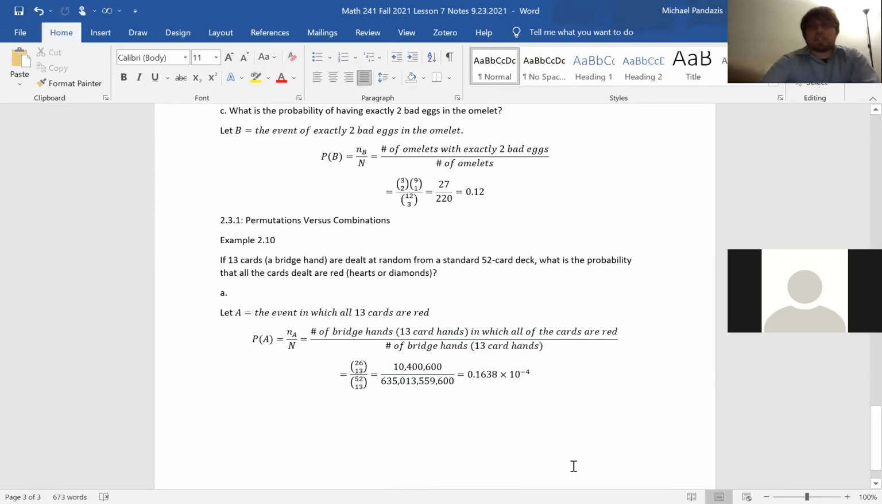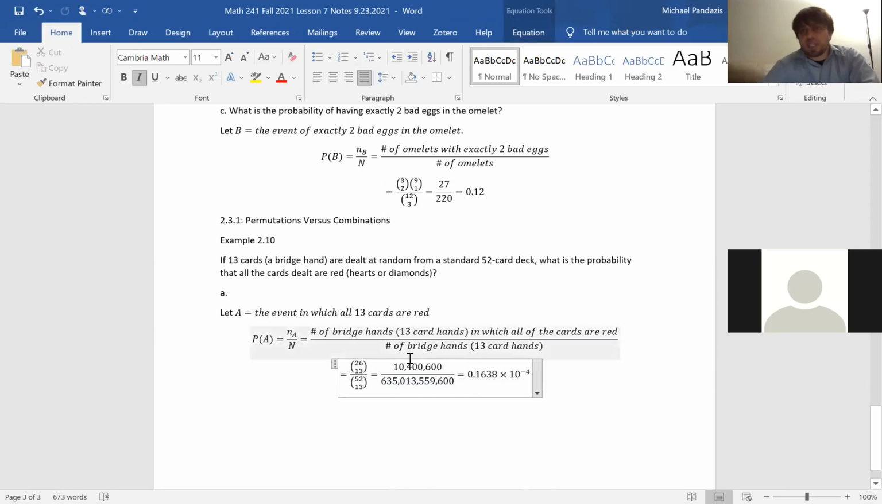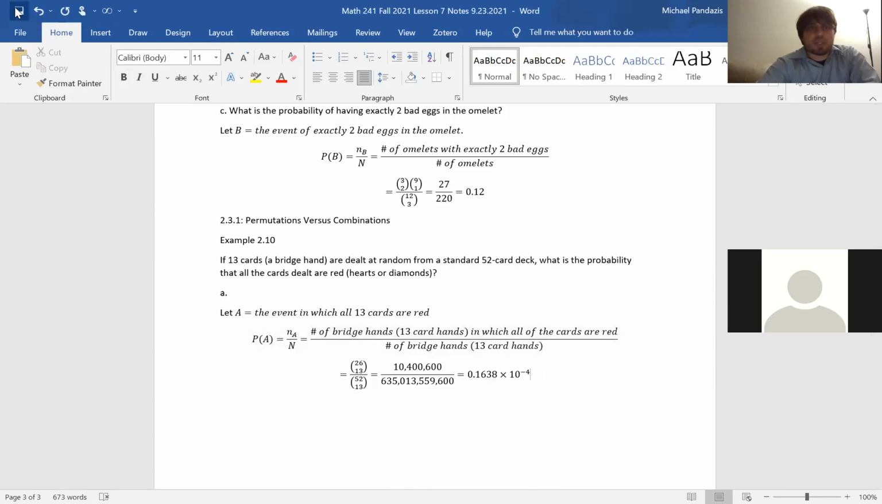So it's very unlikely. This is the negative fourth power. So you would move this decimal to the left 4 places. So you would have the decimal point, 4 zeros, and then 1638. So this is very, very unlikely that you would get a bridge hand consisting of all red cards.